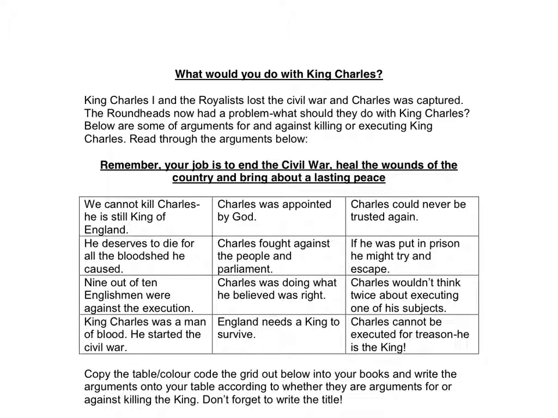As it says here, King Charles and the Royalists lost the Civil War and Charles was captured. Parliament, the Roundheads, now had a problem. What should they do with the king? Below are some of the arguments for and against killing or executing the king, or setting him free, or doing something else.